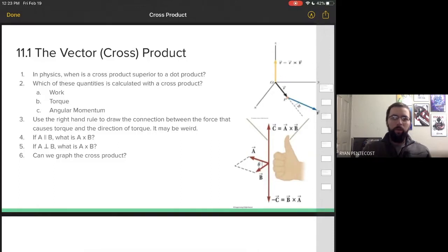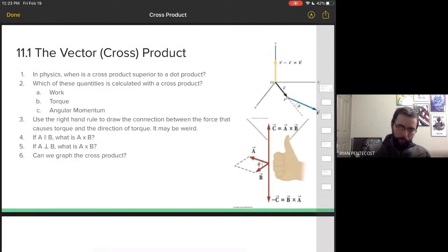Hi, everyone. Today we are talking about the cross product. This is going to be our first video leading into angular momentum. So in physics, when is a cross product superior to a dot product?